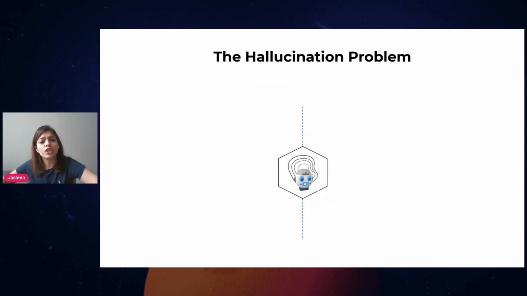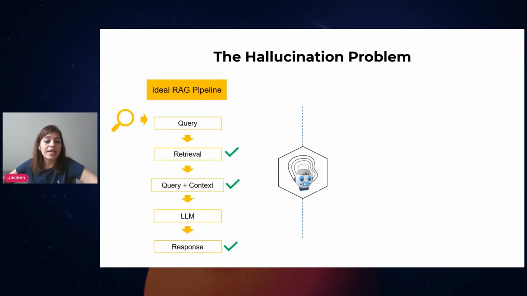Now let's understand what the issue is, what we mean by hallucination, and why it has such a huge impact. In an ideal RAG pipeline, a query comes in. Based on that query, relevant context is retrieved, typically using semantic similarity between the query embedding and the vector embedding of the documents. The retrieved context is then appended to the query and passed to the LLM to generate the response.